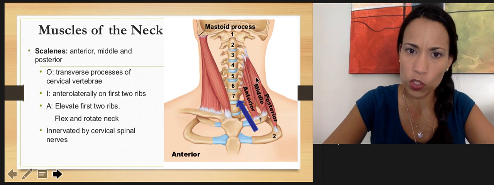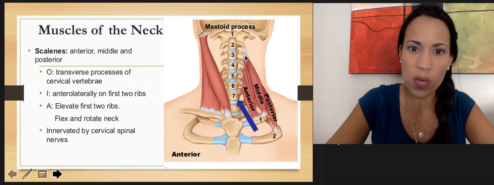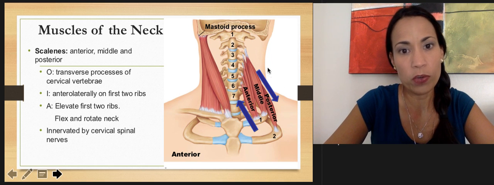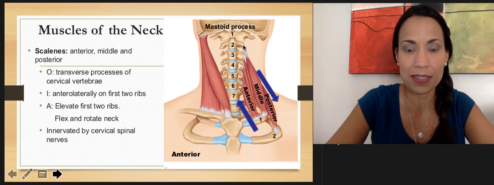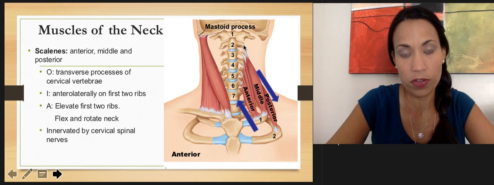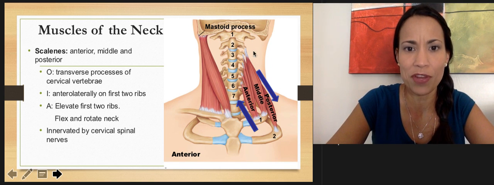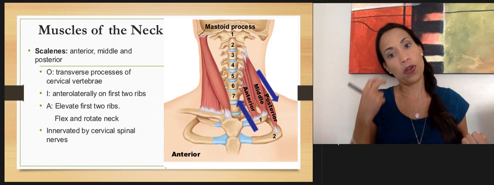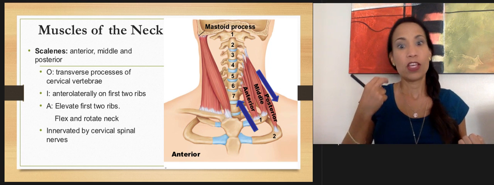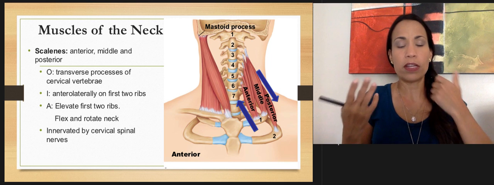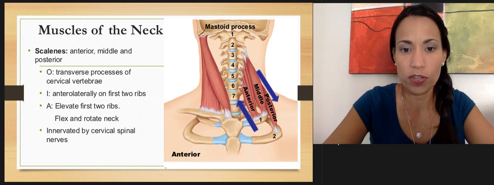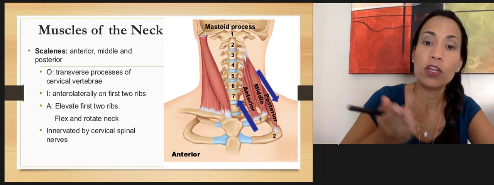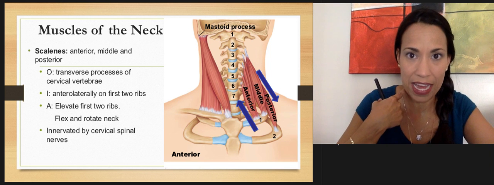But what happens if I switch this? What happens if now I want the origin to act as an insertion and the insertion as an origin? Now I'm going to move the transverse processes of the cervical vertebrae towards the ribs, towards the first and second rib. So now if it's on one side, I'm going to do this. So this is what? Lateral flexion, and it can also do rotation. So scalenes are synergists to the sternocleidomastoid to laterally flex and rotate the neck.